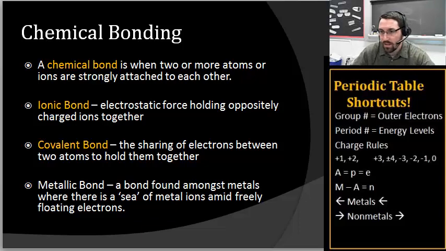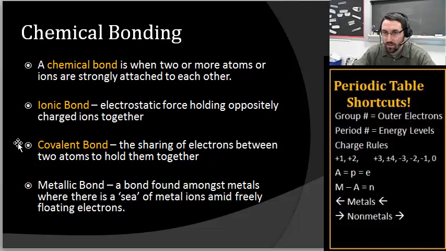Chemical bonding. A chemical bond is when you take two or more atoms or ions and they're strongly attached to one another. It's basically just held together by some force that's holding them together, the electrostatic force. Basically, we know that opposites attract, so a positive and a negative will pull closer together. An ionic bond is when each atom has a positive or negative charge associated with it. Chlorine gains an electron, giving it a negative charge, or sodium loses an electron, giving it a positive charge.